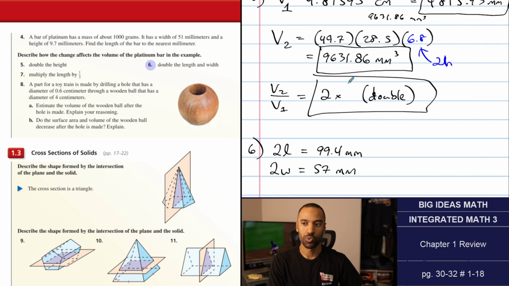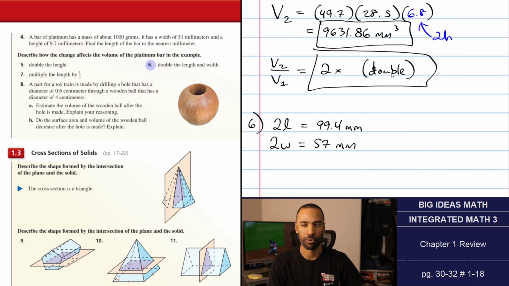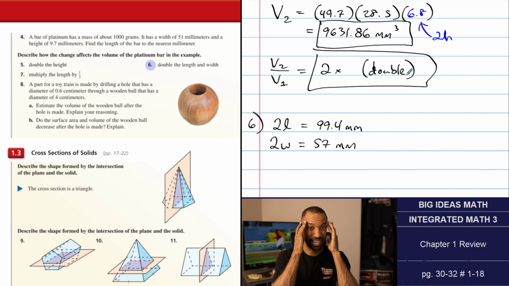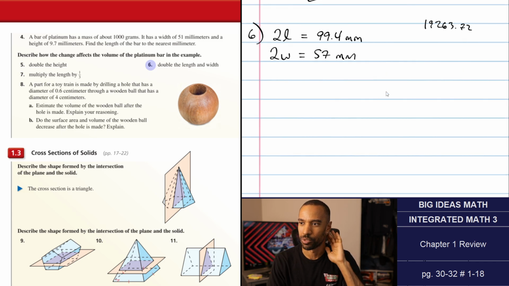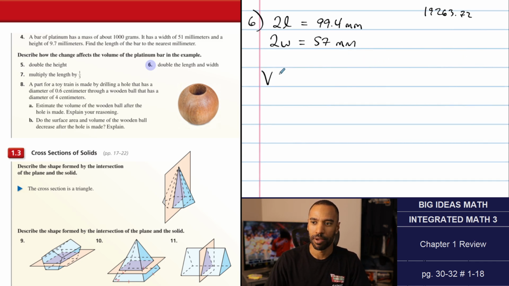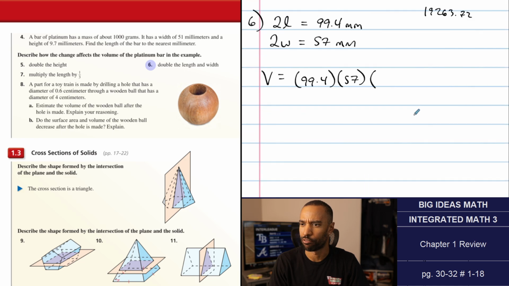We're not doubling the height anymore. So doubling two things would lead to 4 times as much as what you had before. This number should be close to, I don't think I'm going to get it exact this time, 19,263.72. Did I say that the same way I just wrote it? We'll see. Okay, so we're going to do volume as double the length times double the width times the height. And the original height was our 3.4. Because we're doubling two things, so it's 4 times as much. And that's what I was trying to do in my head there.